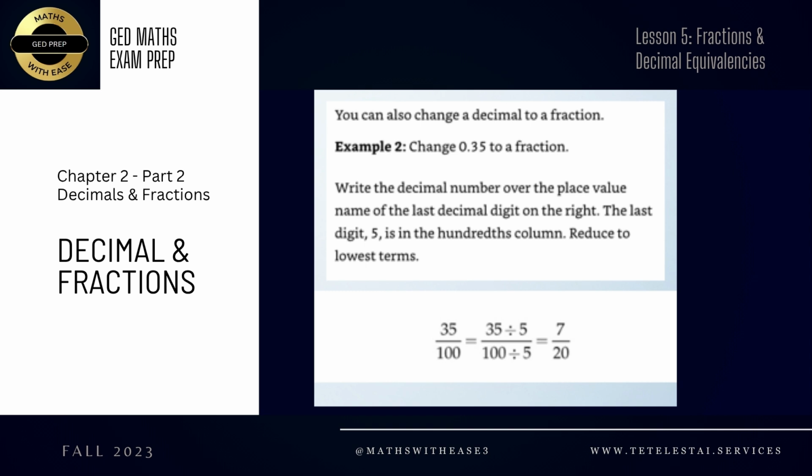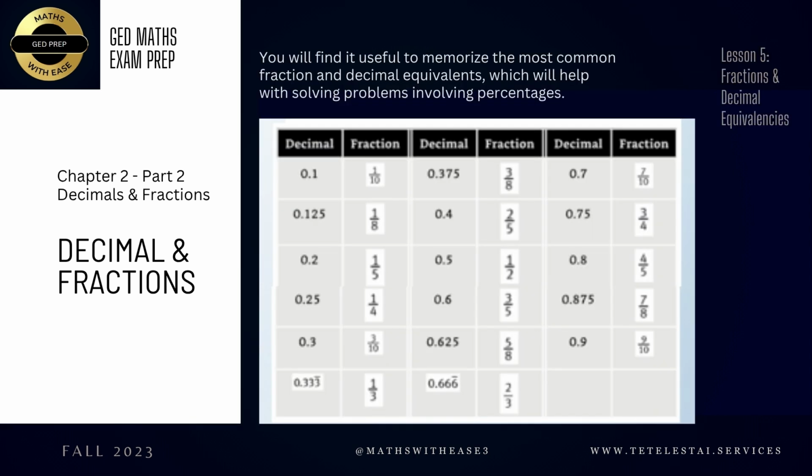And then you can proceed with your reduction. We know that 5 goes into 35 7 times, and 5 goes into 100 20 times. And as we discussed last week, yes, this is its lowest term. And so you can confidently say that you've changed 0.35 to its fractional equivalent, which is 7/20.